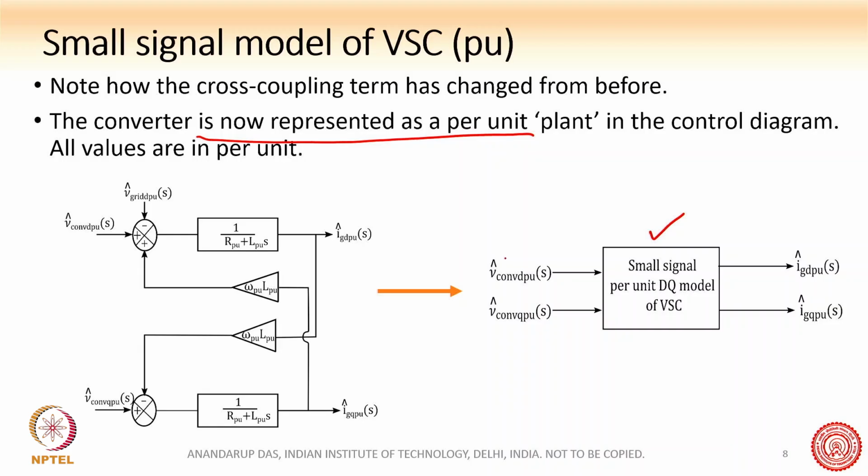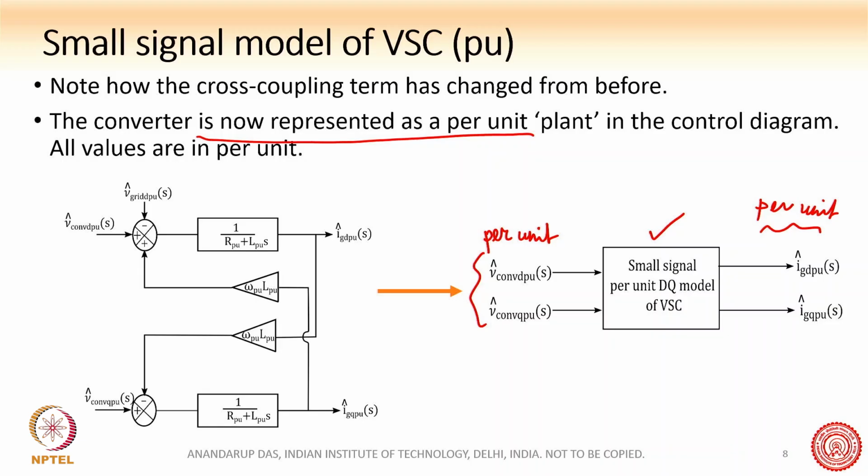Okay, where these quantities are in per unit. These are in per unit, and these are also in per unit. So IGD and IGQ will be going from, say, -1 to +1, right? So now we will no longer say that IGD is 100 amperes or 200 amperes.